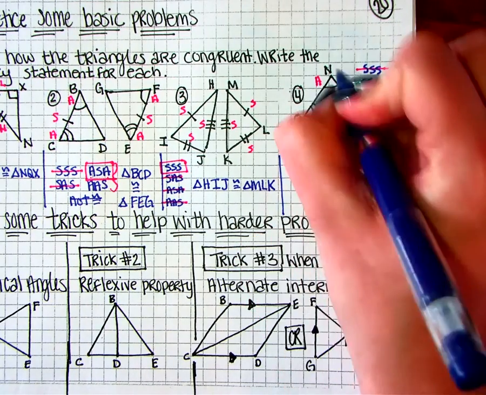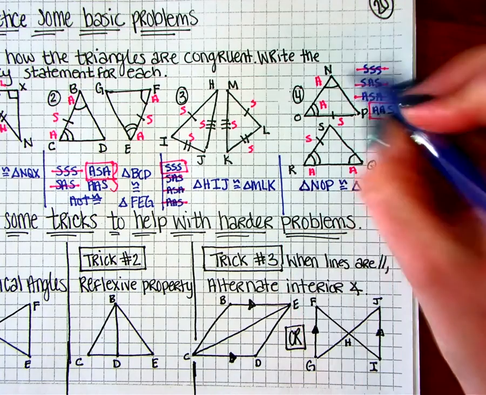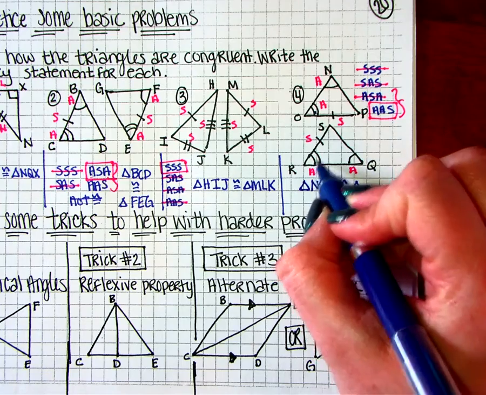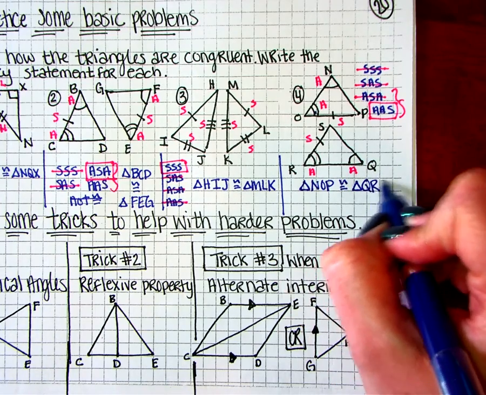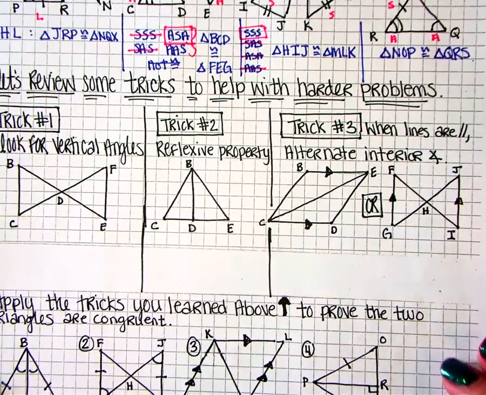So triangle NOP is congruent to triangle, so I went 1, 2, none. 1, 2, none. QRS.